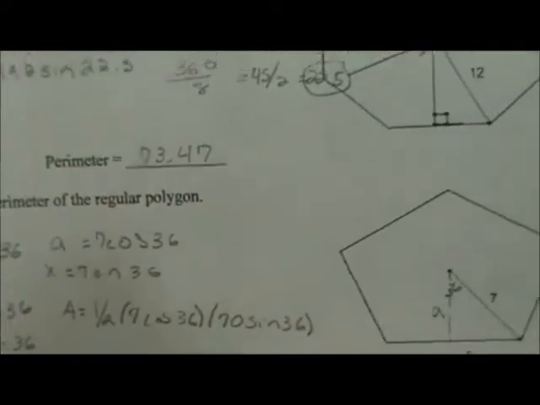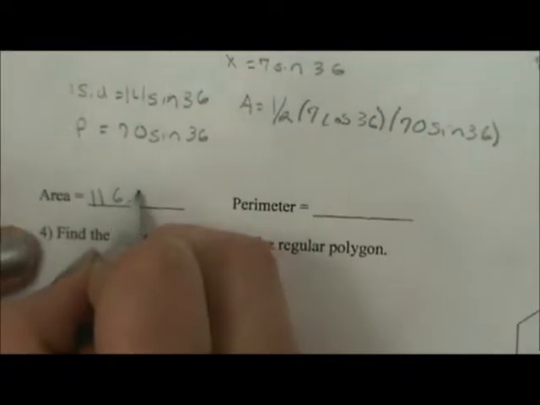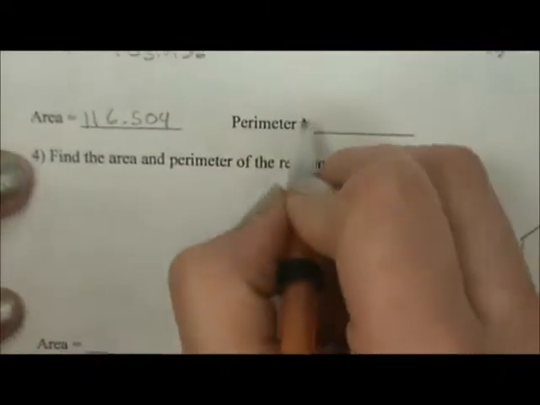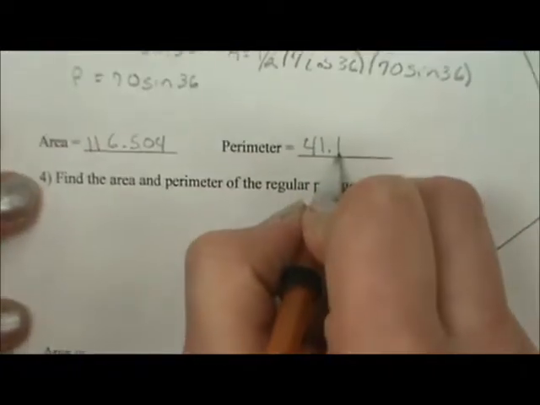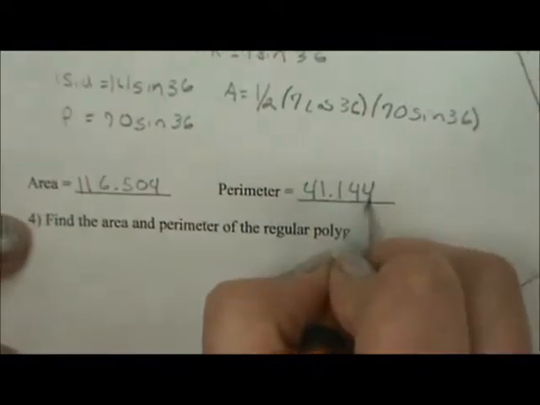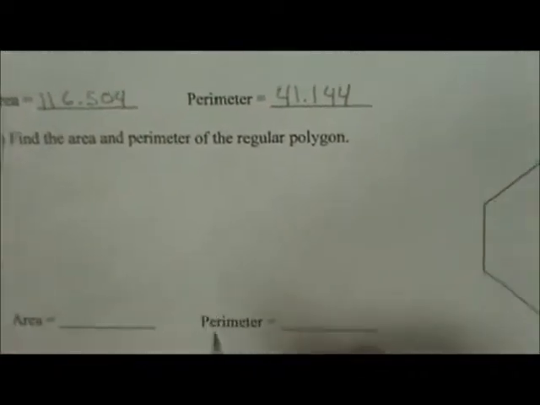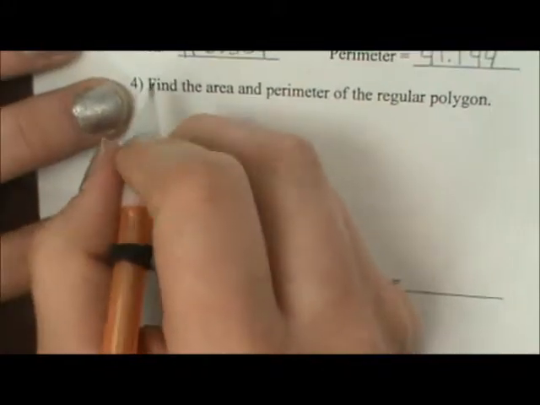So we just plug those two things into our area. So area is going to equal 1/2 times 7 cosine 36 times 70 sine 36. So area is going to equal 116.504, and perimeter is going to equal 41.14.